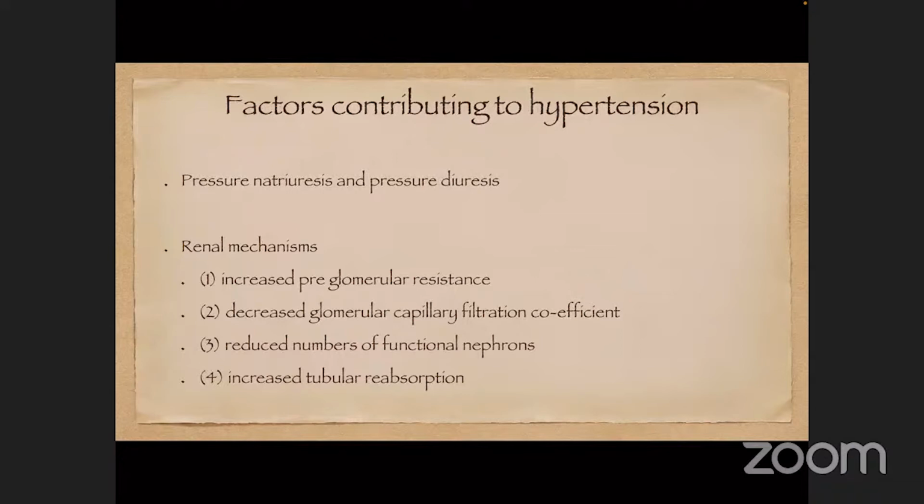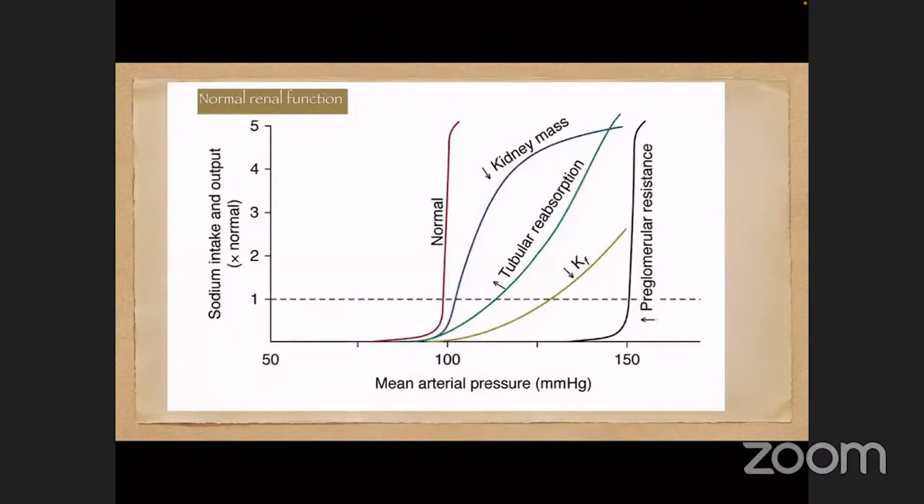So all of these are renal functions which should be appropriately present in order to maintain normal sodium homeostasis. If your blood pressure also should remain in the normal range, then you need all these mechanisms to be intact. So this is a graph which shows the factors that I've just mentioned to you.